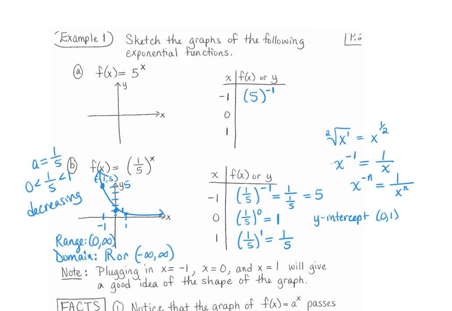Good. 5 to the negative first power. And our rule tells us this is going to be what? Excellent. That's going to be 1/5. Very good. It's the reciprocal.